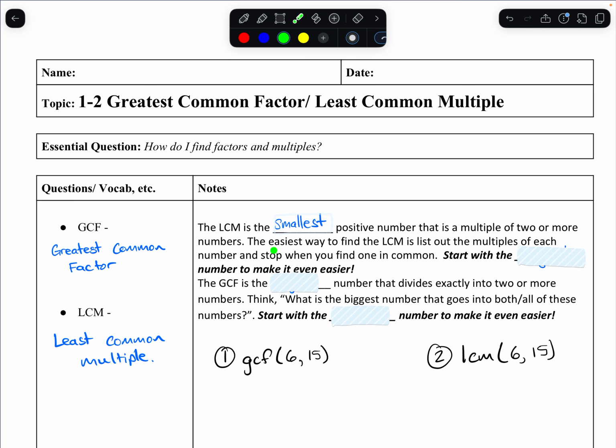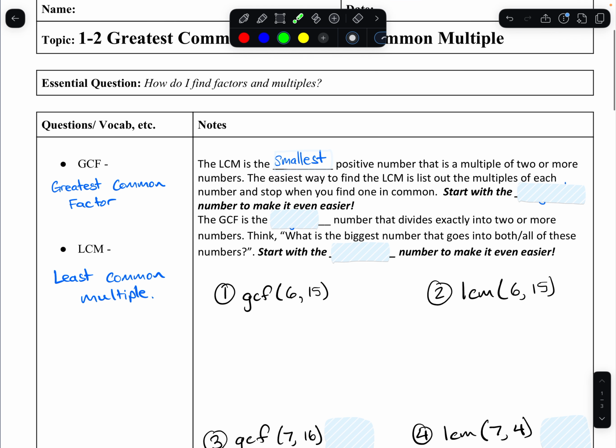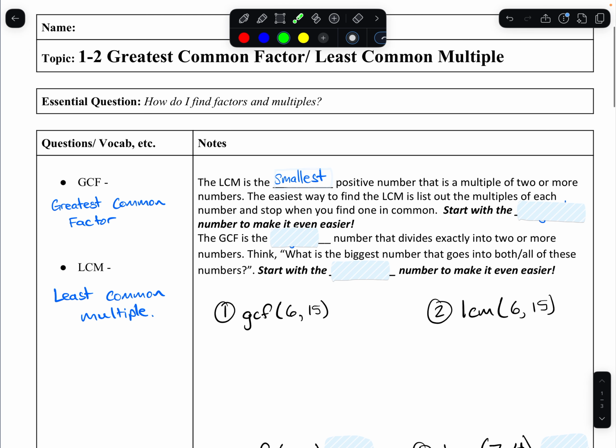So what I would recommend you do is list out the multiples of each number and stop when you find one that is common to both. Let's do an example. This is going to be number 2 here. We'll do this together. If you need to pause the video to write anything down first, go ahead. I'll show you this hint after we do number 2.